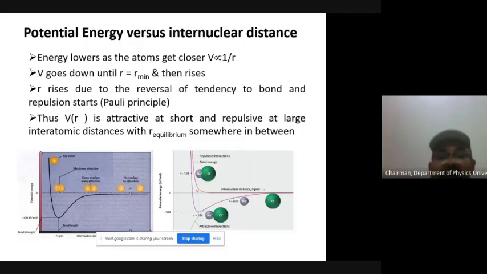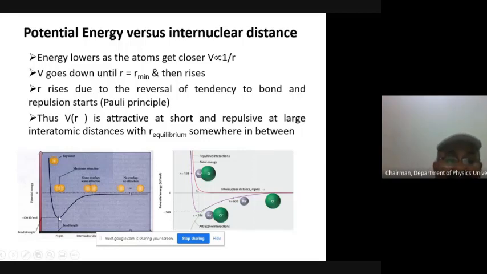Thus, the potential energy, which is a function of the distance between the two nuclei, the centers of nuclei, is attractive at large distances and repulsive at short distances, with R equilibrium somewhere in between. This you can call the R equilibrium. So when you reach here, the atoms are completely bonded and the energy is negative.